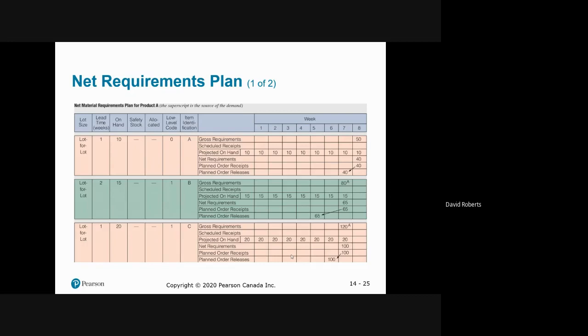So if you're sitting at home right now listening to this, and you ordered something online a week or 2 ago, and it's still not here yet, but you don't have to order it again, it's going to arrive next week, then that would be an example of a planned or a scheduled receipt.